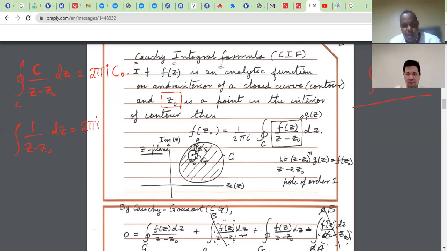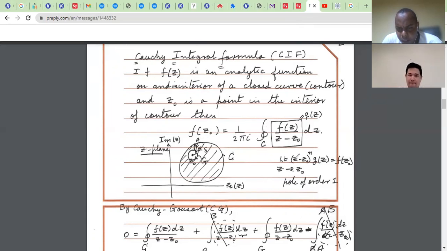But I can see 2 pi i is going to be the integral of 1 over z minus z naught. Okay, yeah, let's just use the formula as it is. So f of z naught. The formula says that if you want to find f of z naught, then you have to do 1 over 2 pi i times the contour integral of f of z over z minus z naught dz.